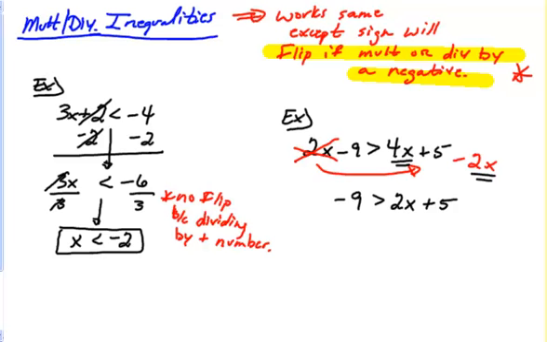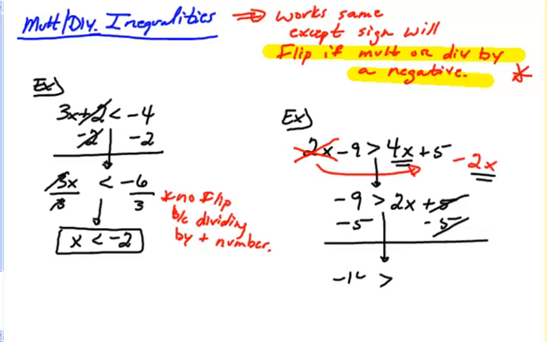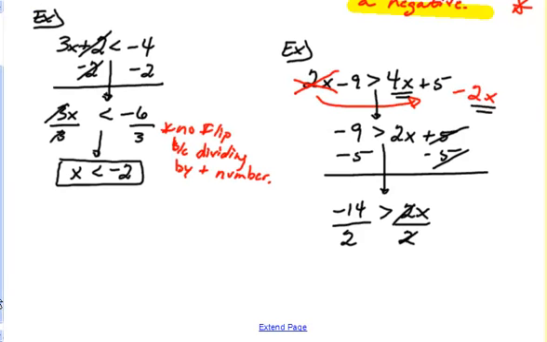Now we're subtracting 5 from both sides. Does the sign flip, or are we still okay? Still okay. So notice every time I've written the sign, it's staying the exact same. Nothing is changing. Second, negative 14 and 2x. I want x by itself, so I divide by 2 on both sides. And let's see, we get x less than, what is negative 14 divided by 2? Negative 7. That sounds perfect.